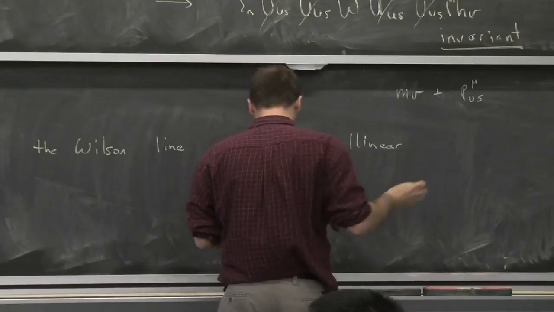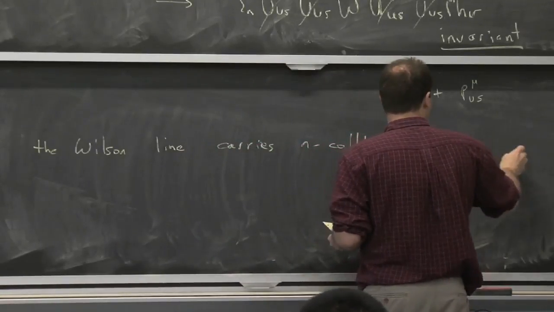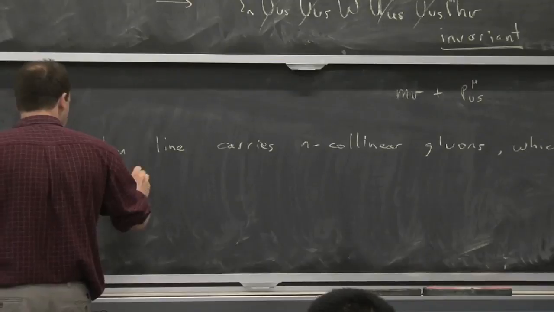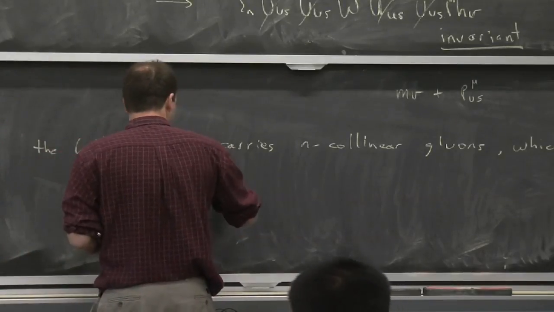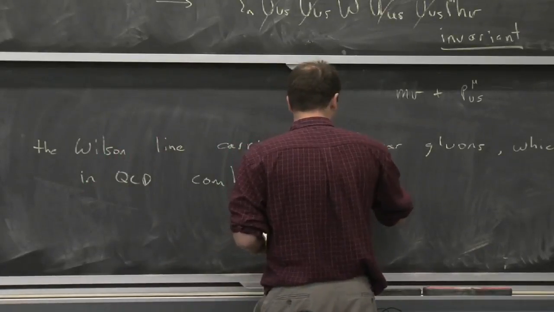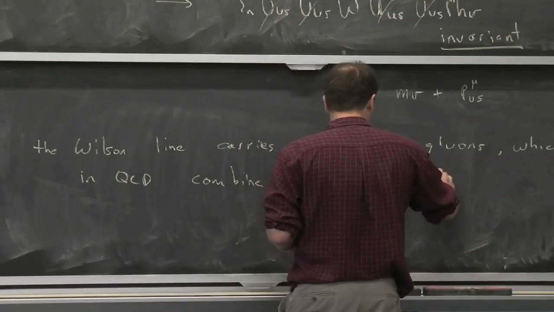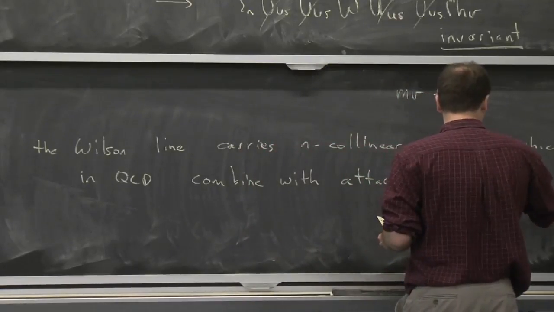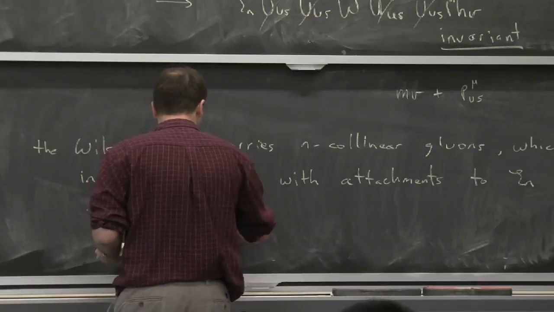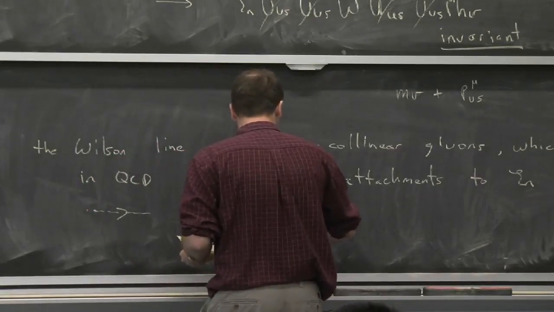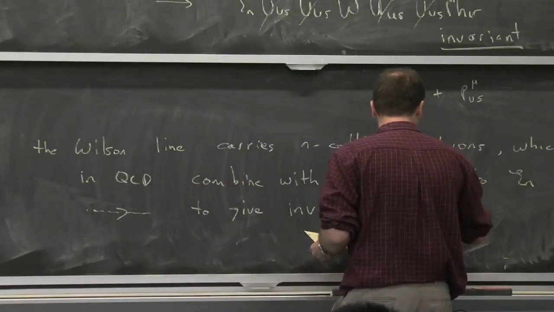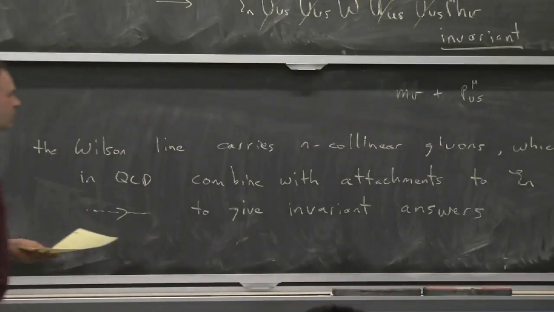So this Wilson line carries these n collinear gluons. And those gluons would be the gluons that in the full theory would give you a gauge symmetric result. They would be the attachments to the heavy quark that combine with attachments to the light quark to give you a result that's invariant if you looked at Ward identities, for example. But in the effective theory, these are just put into a Wilson line because that's the leading order way that they can show up. But still, we have a gauge invariant answer. So the Wilson line is really needed for the gauge symmetry.